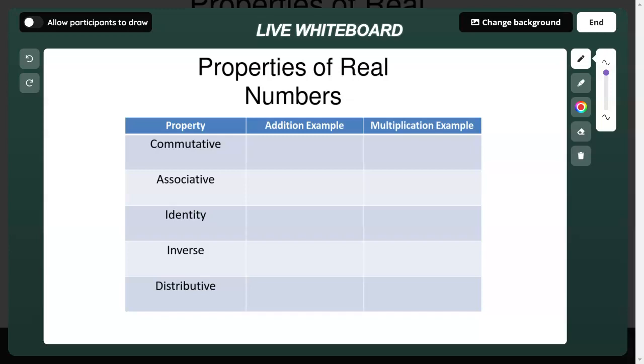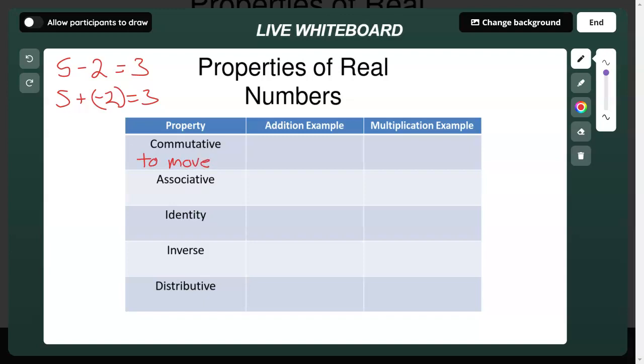So, for example, if I have 5 minus 2, that equals 3. 5 plus negative 2 still equals 3. So we're going to start with that. We have addition versus subtraction. We're going to look at some of these and see what that difference is going to be. We're going to start with commutative. Commutative means to commute, or to move.